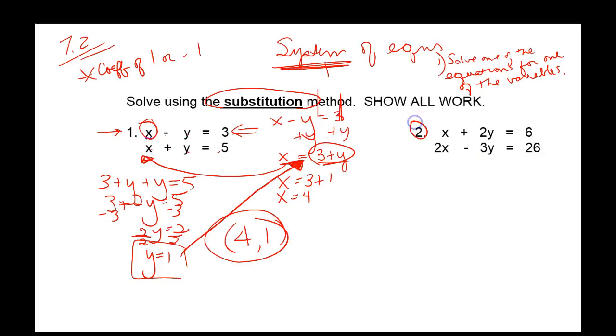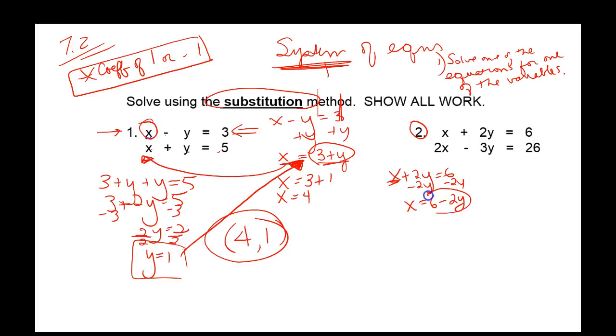Now, I said to make your life easier when you're solving for one of the variables, pick one that has a coefficient of 1 or -1. So I'm going to start with the first equation, and I'm going to solve it for x, because that has a coefficient of 1 or -1, and it'll help me not have to work with fractions. So I'm going to subtract 2y over, and I get x all by itself is 6 minus 2y.